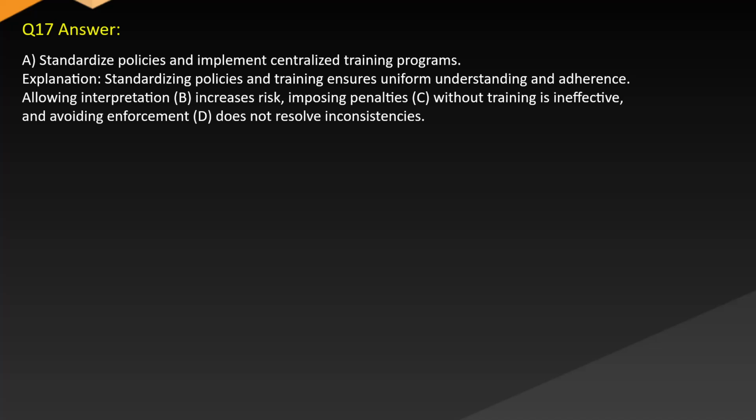Answer: A. Standardize policies and implement centralized training programs. Explanation: Standardizing policies and training ensures uniform understanding and adherence. Allowing interpretation (B) increases risk, imposing penalties (C) without training is ineffective, and avoiding enforcement (D) does not resolve inconsistencies.